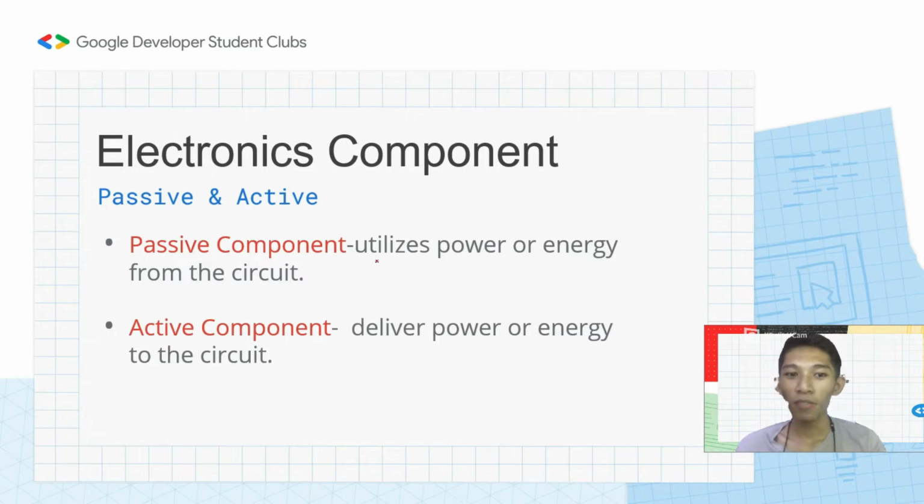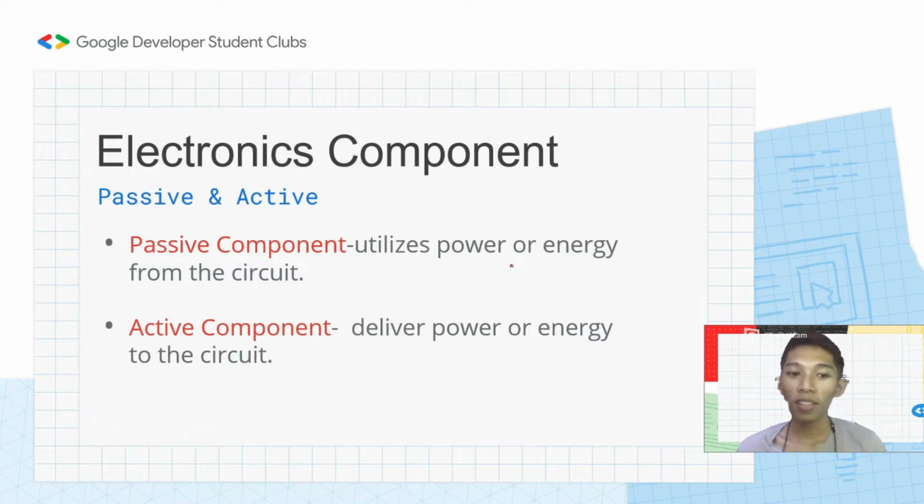So passive components utilize power or energy from the circuit, which means they are really not active without the power source, because they only utilize the power or manipulate the electric current. So if there is no power source connected to them, they cannot do their function. So meaning they are dependent on the power source.